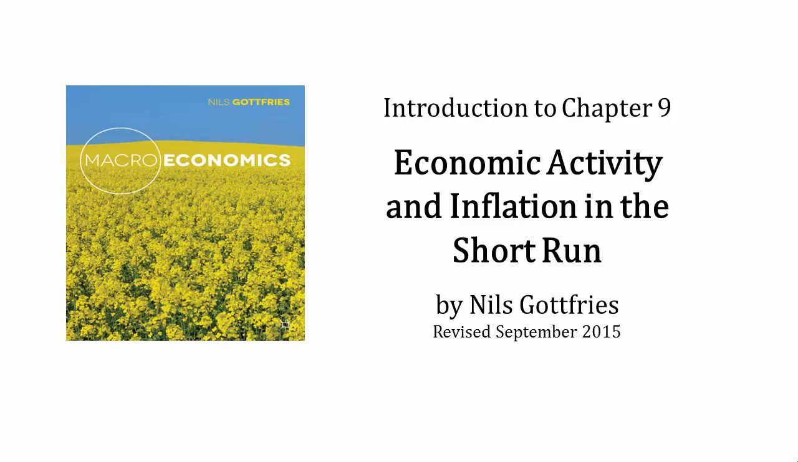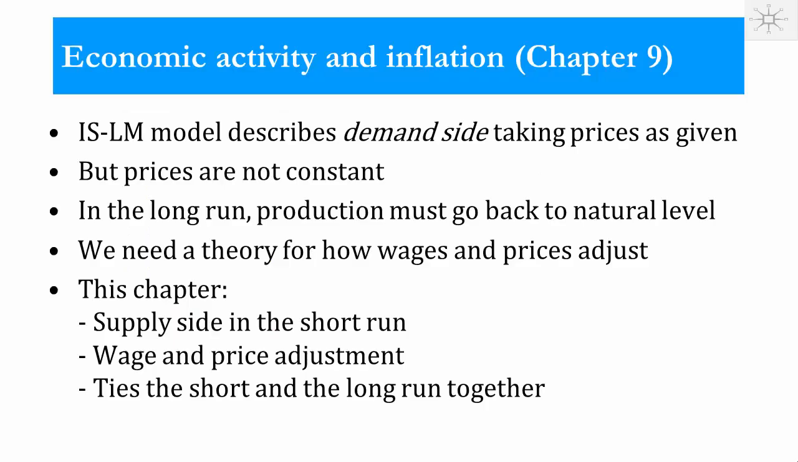This is a quick introduction to chapter 9 in the book, which is on economic activity and inflation in the short run. In chapter 8, we discussed the ISLM model, which describes the demand side of the economy in the short run. The short run meant that we took the price level as given. We looked at how the interest rate was determined in the money market and how production was determined in the product market. But of course, prices are not constant.